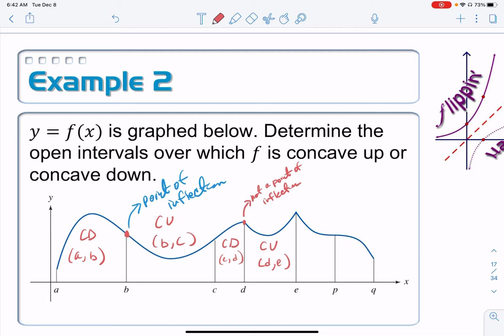Let's keep going, shall we? We have another interval from E to P. This looks like it is concave upwards, right? If I complete this little graph here, it's concave up from E to P.